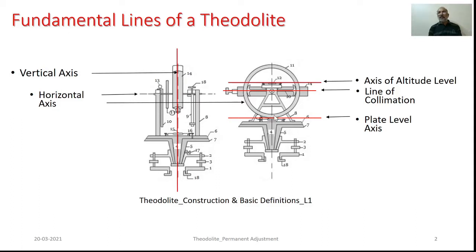For the plate levels, when brought at its center of the run, its crown point defines the plate level axis. For the telescope, the horizontal axis can be defined as line of collimation, line of sight, or also axis of telescope. As we consider this particular altitude level tube, its position and when bubble center gives this particular axis of altitude level tube.